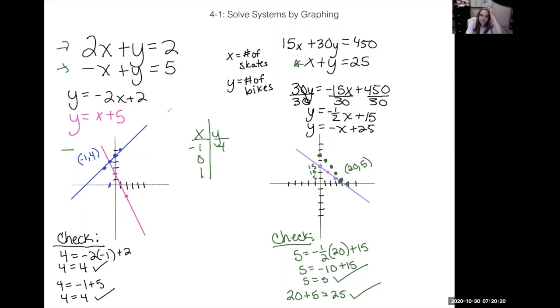Lots and lots of ways to keep connecting our equations, how to make X and Y value tables, graphs, and then being able to check it with substitution. So let's keep focusing on all of those things and making sense of it.